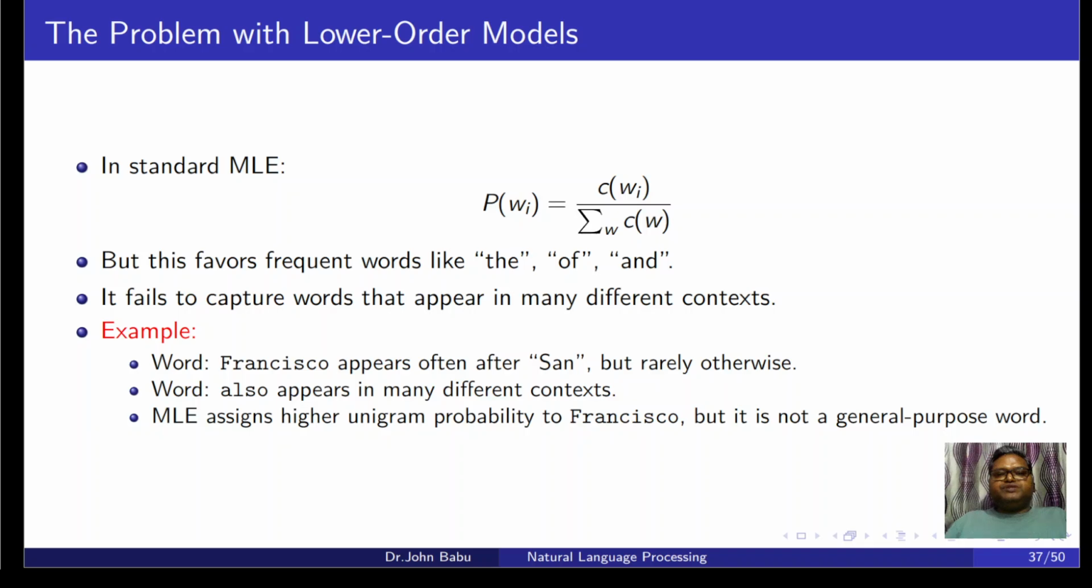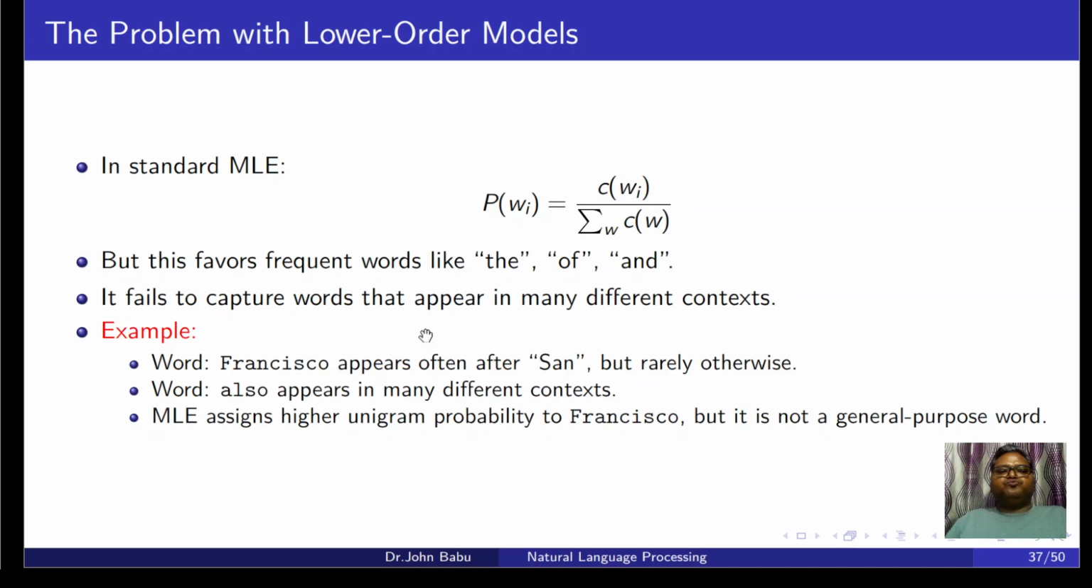But the problem with backoff or linear interpolation is they favor certain frequent words. Suppose in the English language, the most frequent words are the, of, and. These are found more and more. So if you back off, they will have more probability.